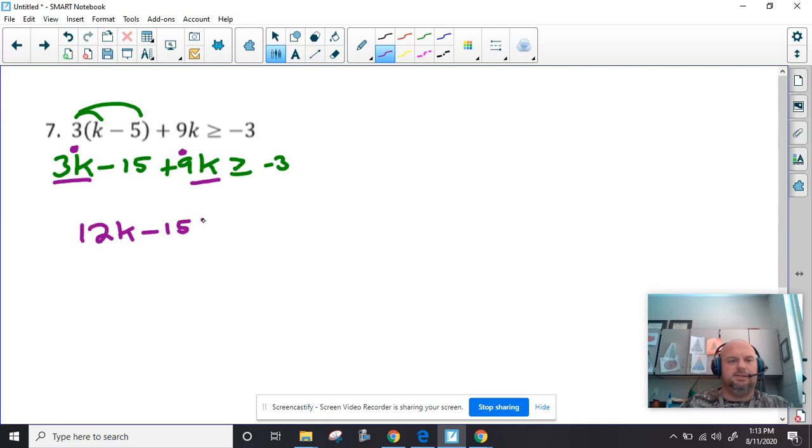Minus 15 greater than or equal to negative 3. So I've distributed, combined like terms. All right. Now I've got to get this on the other side. So I'm going to add 15 plus 15.